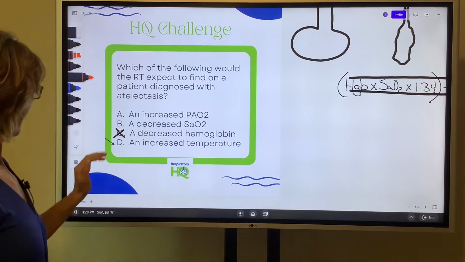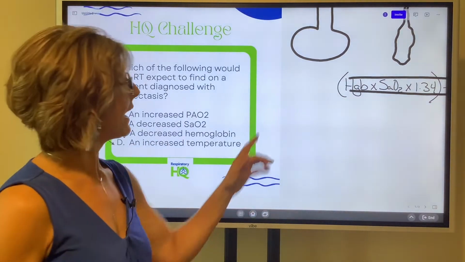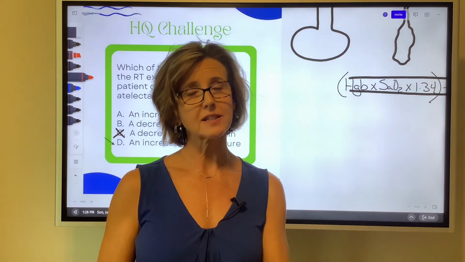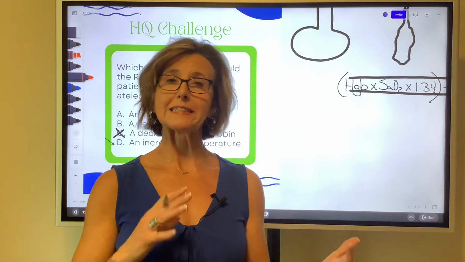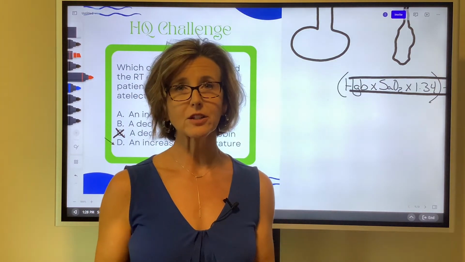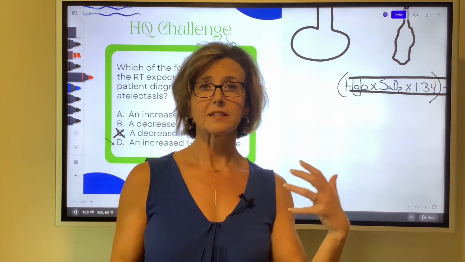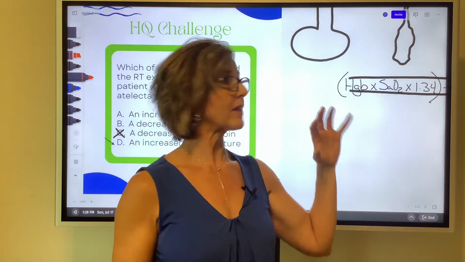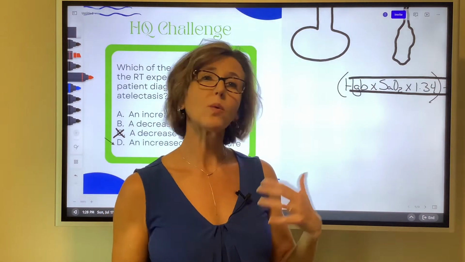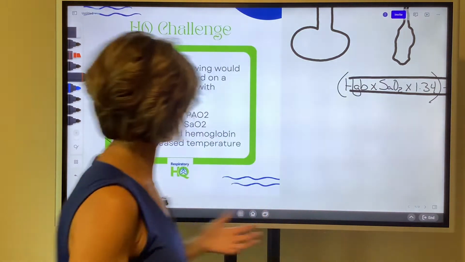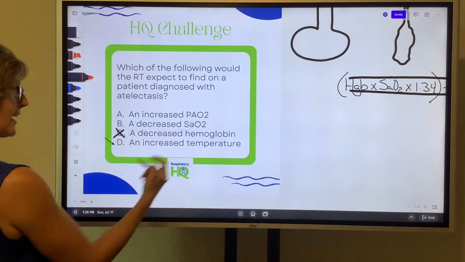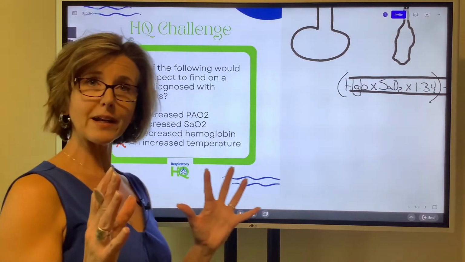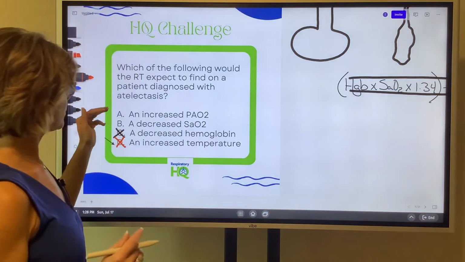Okay. An increase in temperature. Well, atelectasis is not an infective process like pneumonia. One of the differentiating diagnoses between atelectasis and pneumonia is the presence of a fever. With atelectasis, a person's going to be afebrile. They won't have a fever more than likely. So they're not going to have an increased temperature, because that just doesn't have anything to do with it. So already we've narrowed things down to two options.